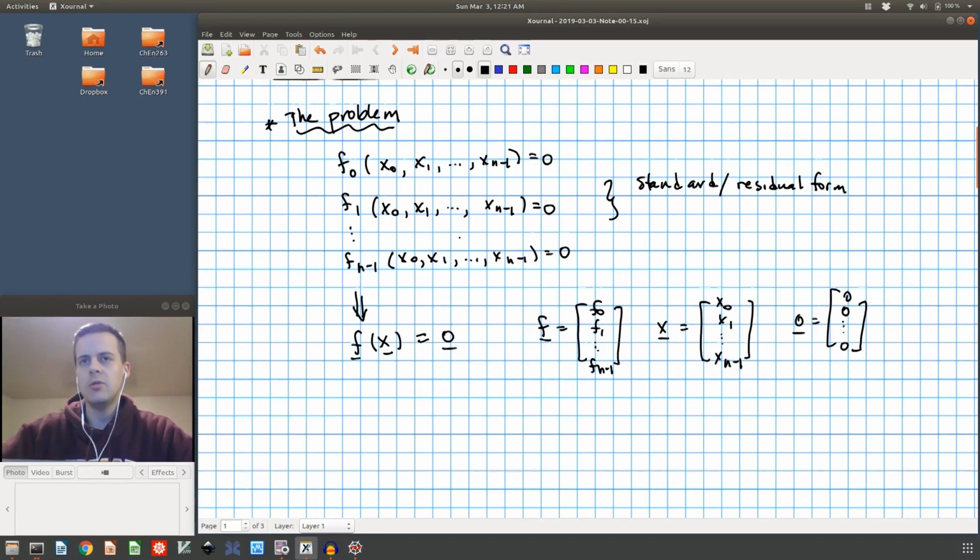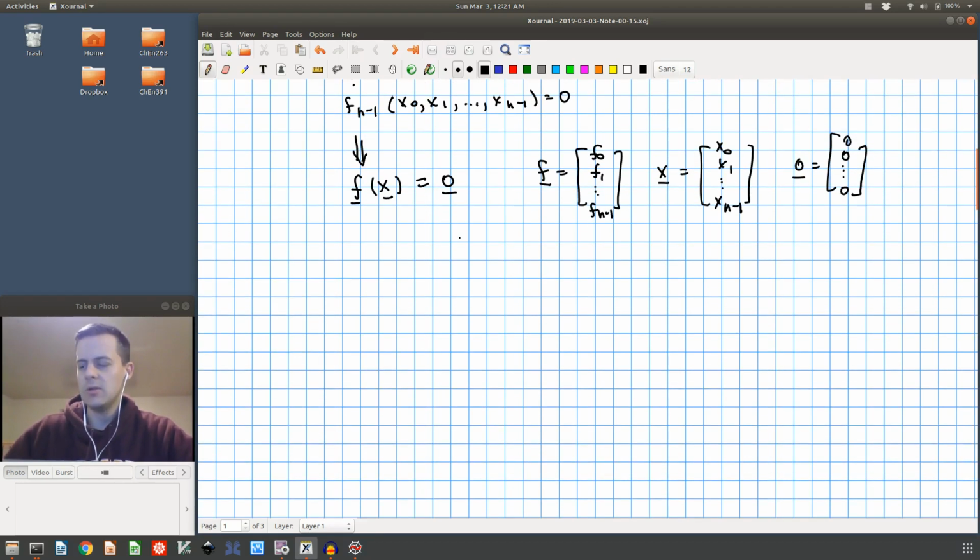So how are we going to solve these? We're going to use the same methods that we used in class last time when we talked about a single equation. We're going to use fixed point methods.